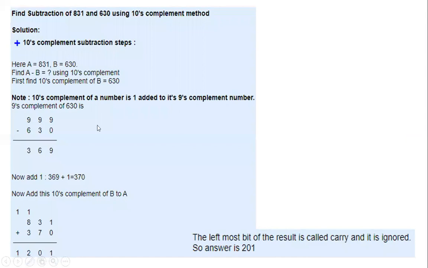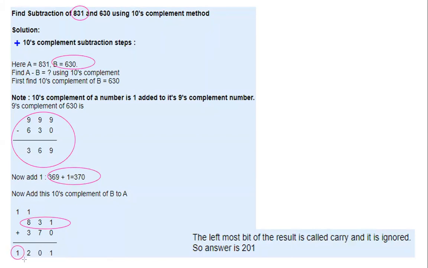831 and 630, where a carry is generated. So in this example, B is 630. So I have to take the tens complement. So what should I do? 999 minus 630 plus 1. So this will be 370. I have to add it with A. A is 831 plus this number 370, 1201.